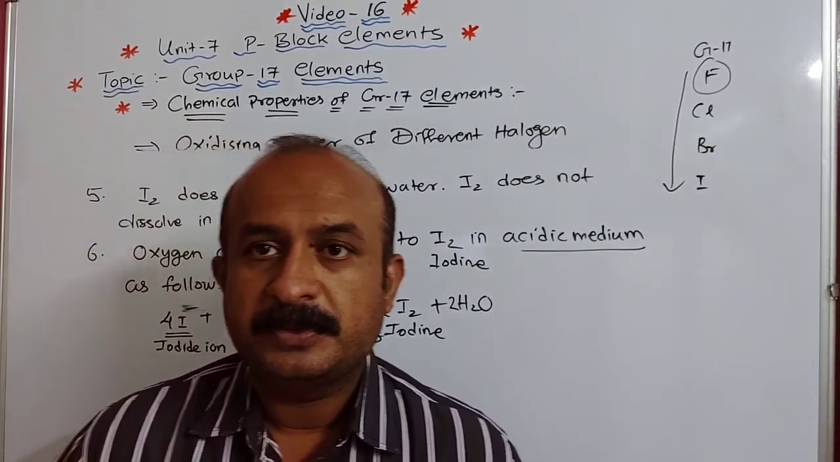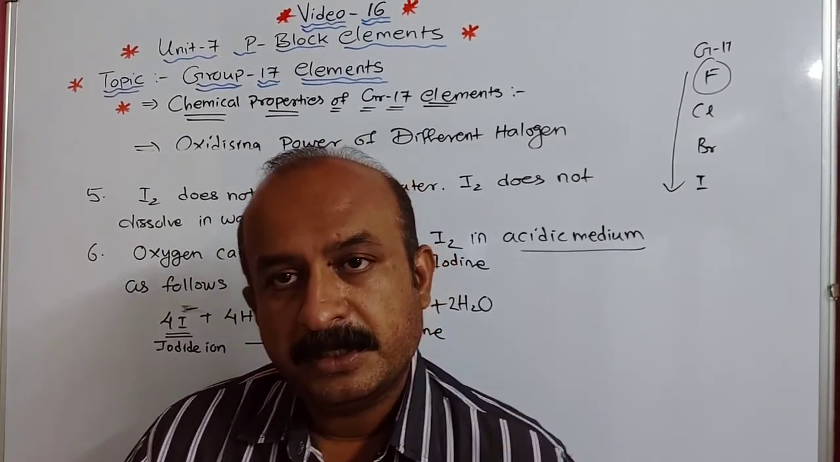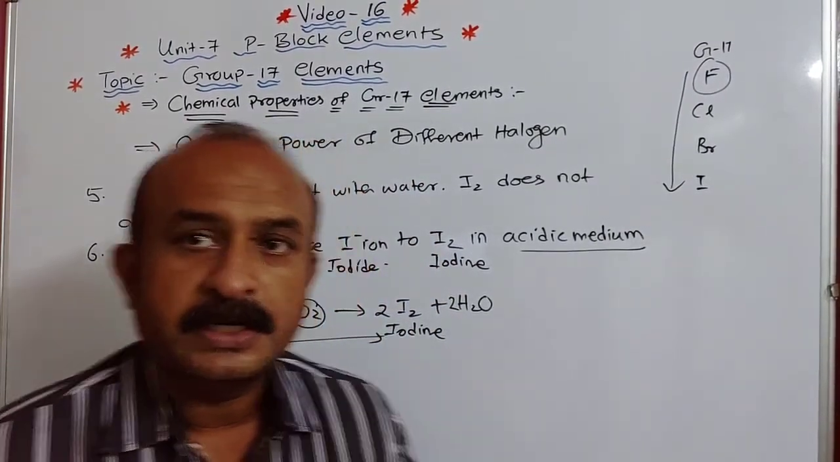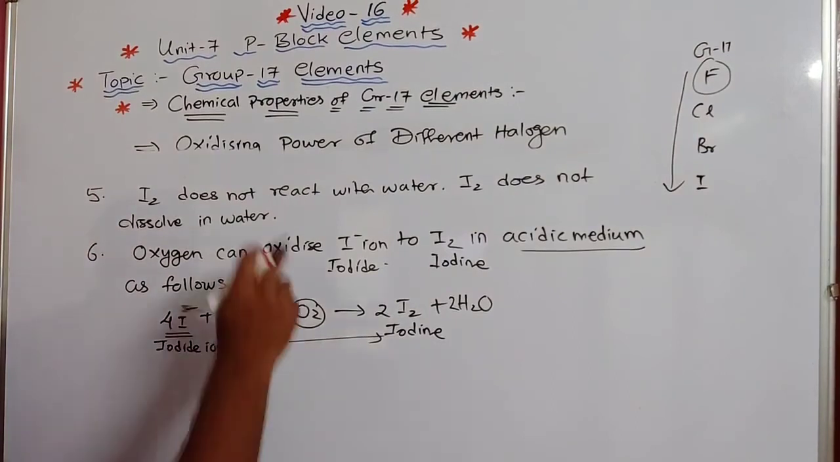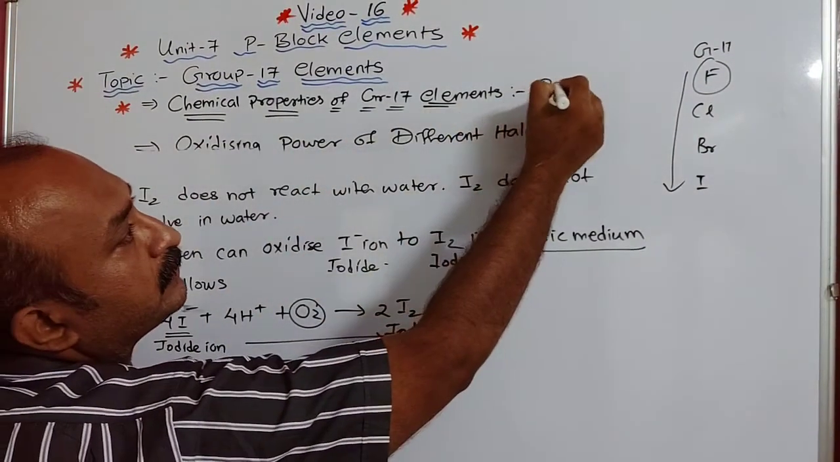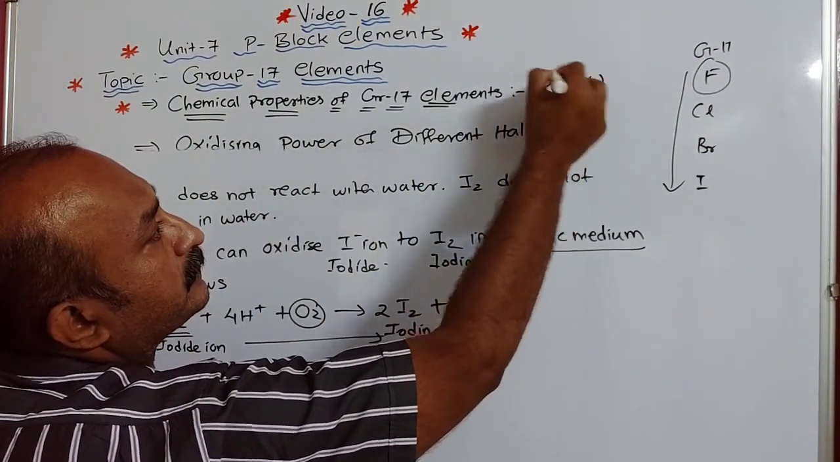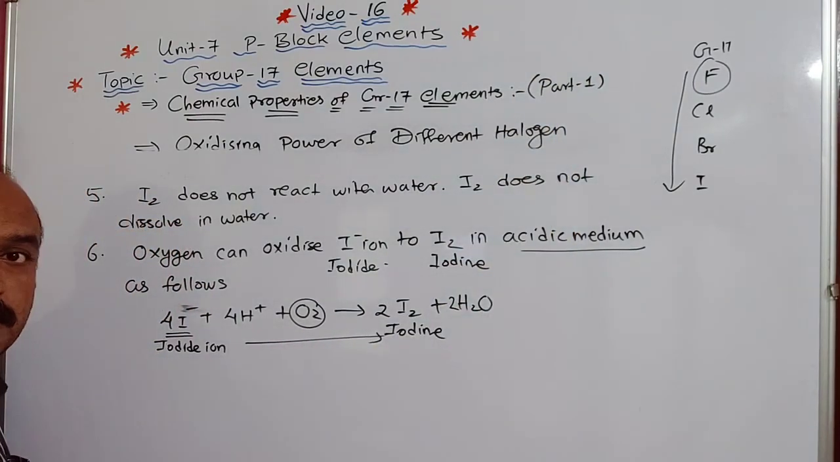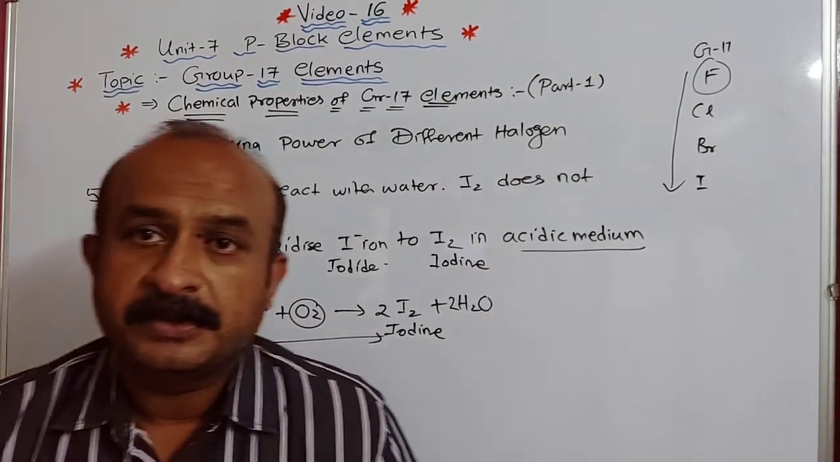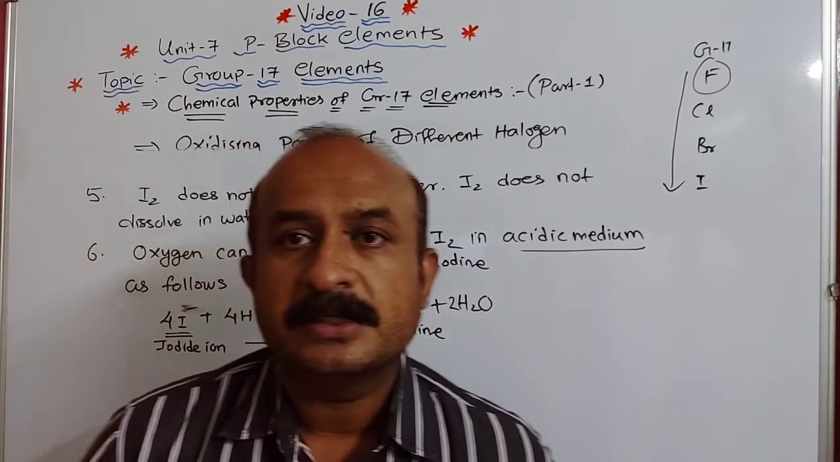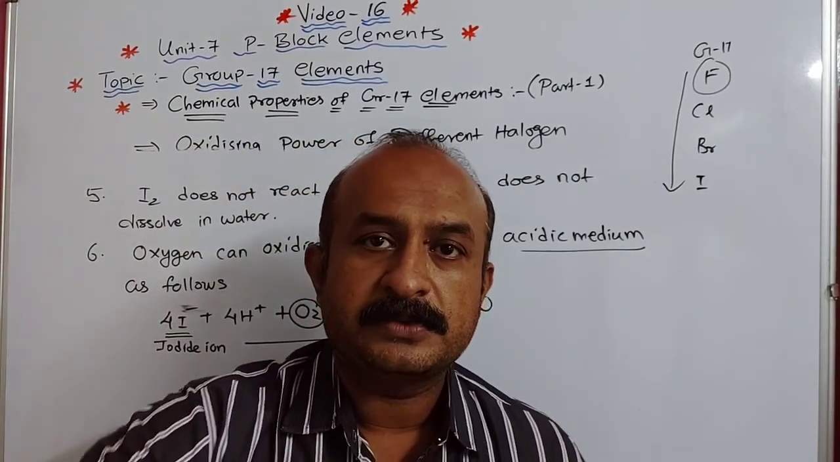So here we will stop. In the next video we will be discussing the remaining chemical properties. This was chemical properties of group 17 elements, part 1. Clear? Part 1. Another two parts, 2 and 3, will also be there, so in the next video we will discuss that. Okay, thank you very much.